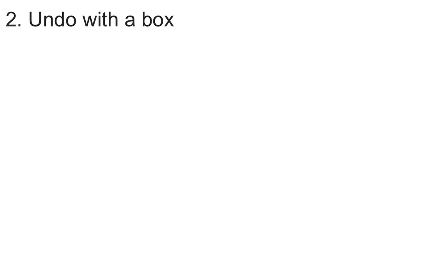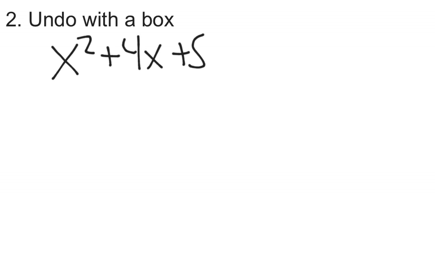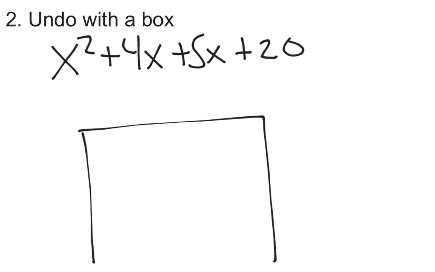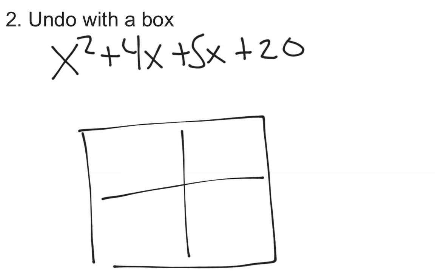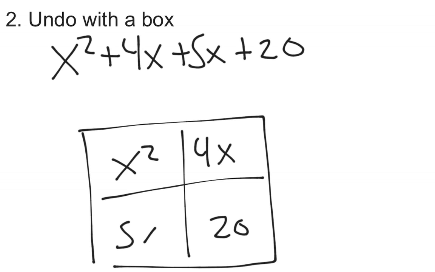Your next step is to undo with a box diagram. This is exactly what we were working on yesterday in class. So you'll recall from my last step I had x squared plus 4x plus 5x plus 20. I draw my box diagram, put x squared and 20 here, and then 4x and 5x here.